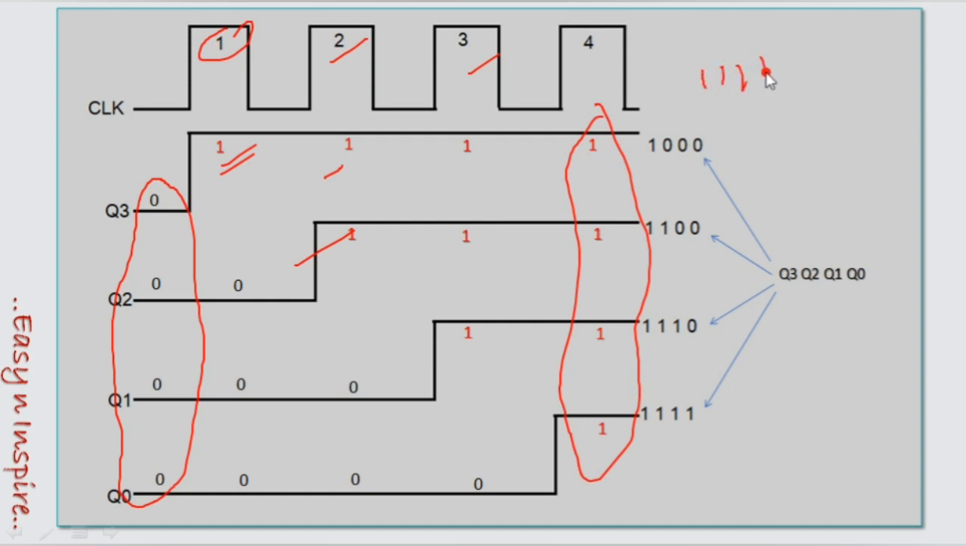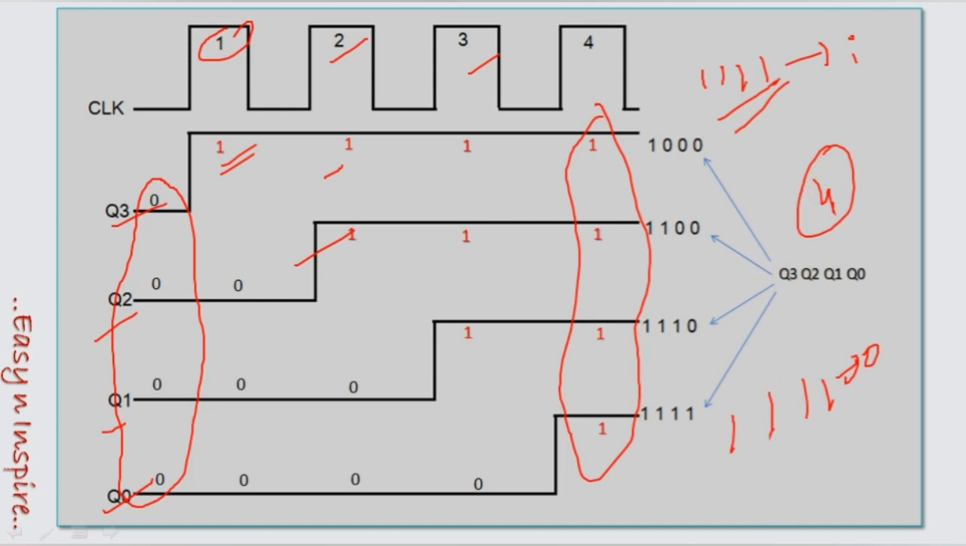In SIPO, this is my input and I have to get my output parallelly across Q3, Q2, Q1, Q0. I got output as 1, 1, 1, 1. This is my input and this is my output. Data is shifted successfully. Data is stored as well as shifted successfully. So 4 clock pulses are required to store the data as well as to shift the data in SIPO.